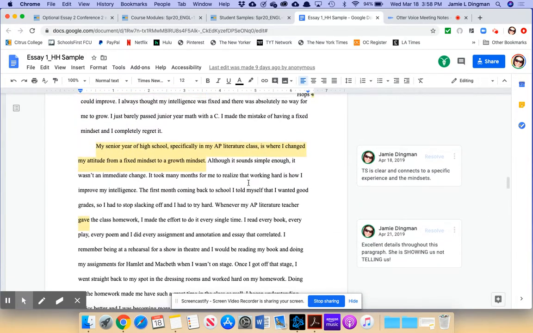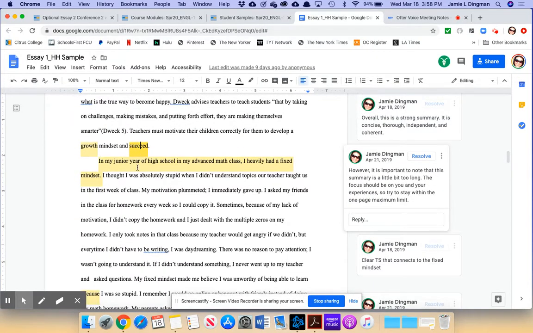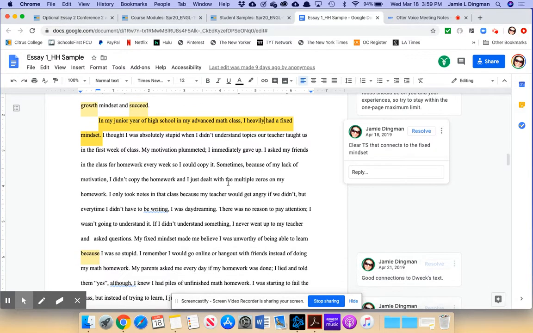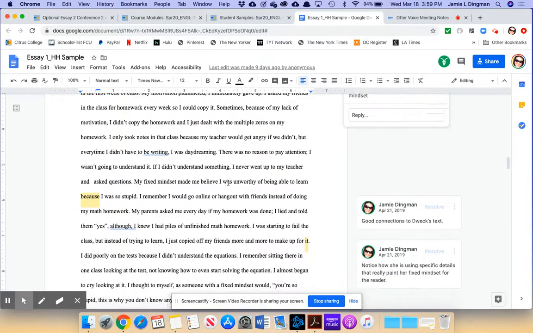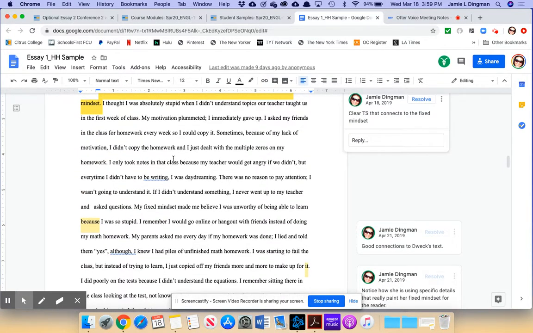And you'll notice too that she is using both mindsets, right? So she starts here with this first one. "In my junior year of high school, in my advanced math class, I heavily had a fixed mindset." I'll just note, clear topic sentence. I know right away from the very beginning in this topic sentence exactly what this paragraph is going to be about, right? It's her junior year math class, and she's saying she had a fixed mindset. This is what we're looking for, a clear topic sentence that lets the reader know what to expect from this paragraph. And then you'll see her paragraphs are long, and they're long for a reason. That's because they're detailed.